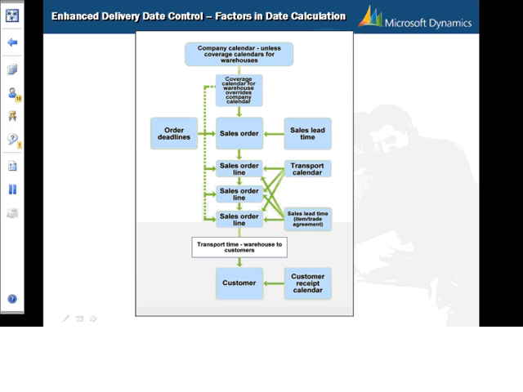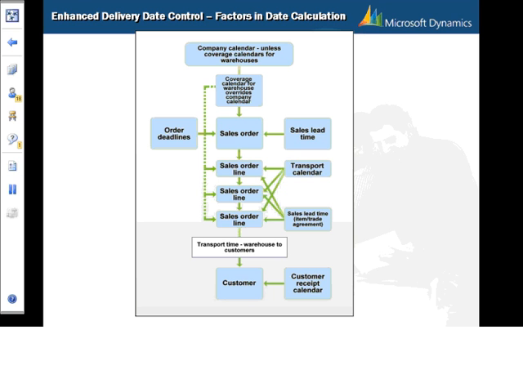Next factor is customer receipt calendar. Use this calendar to specify the opening days for the customer. You cannot specify that a receipt date falls on a closed date in the customer receipt calendar. If no receipt calendar is specified for the customer, all days are open days at the customer.